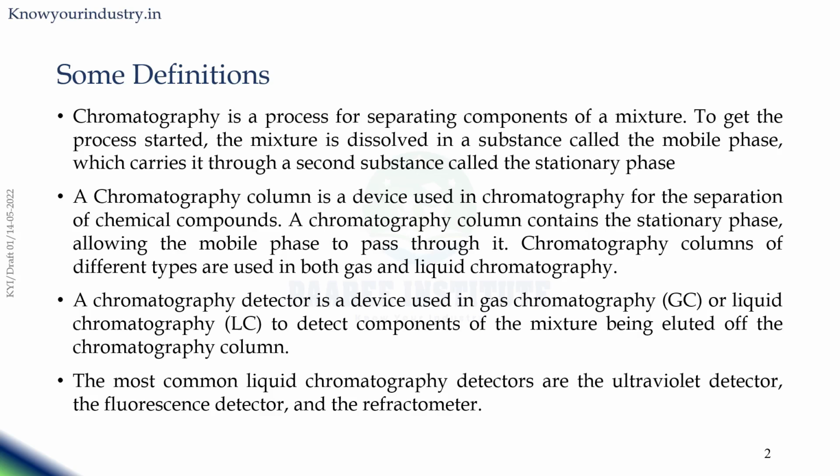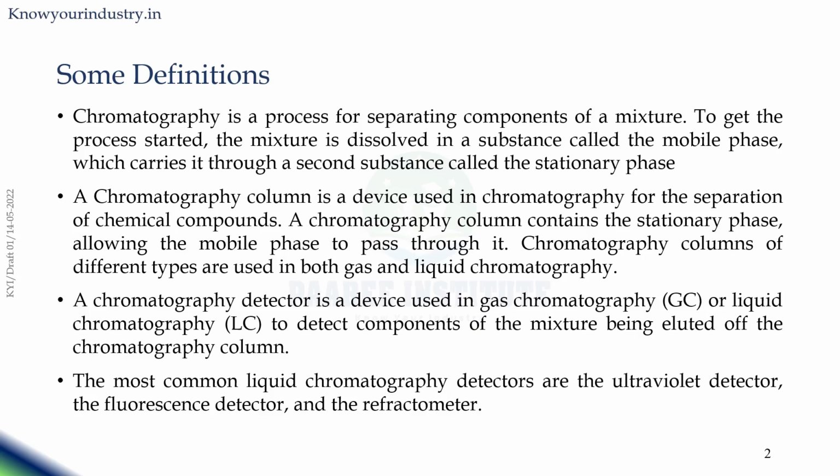First, chromatography. Chromatography is a process for separating components of a mixture. To get the process started, the mixture is dissolved in a substance called the mobile phase, which carries it through a second substance called the stationary phase. So chromatography has two different phases, the stationary phase and the mobile phase. The compounds in the mixture that we need to separate will be in the mobile phase, and by some mechanism, using the stationary phase, the compounds will be separated. The mechanism is generally partition coefficient or adsorption, or it could be something else.